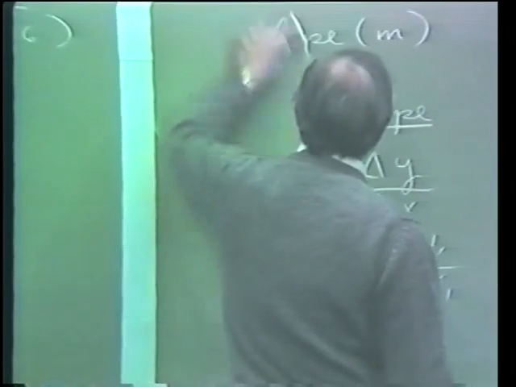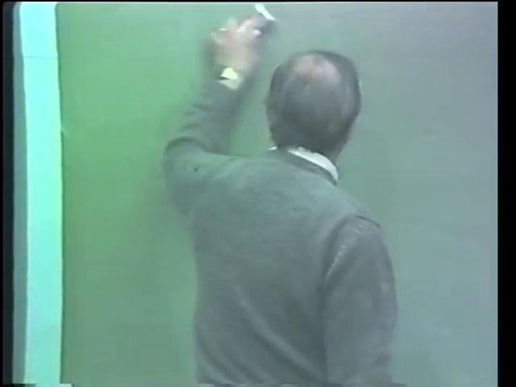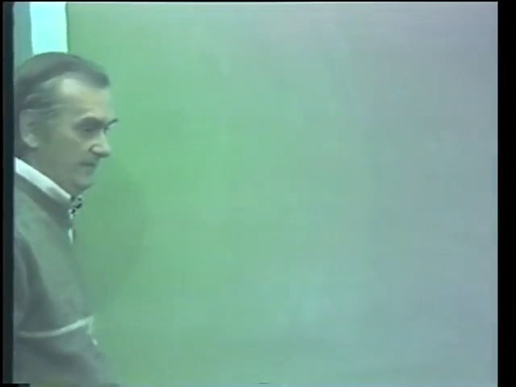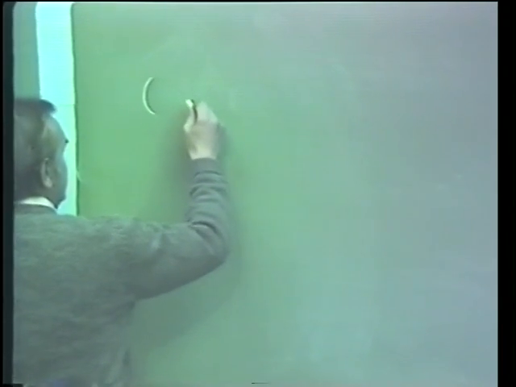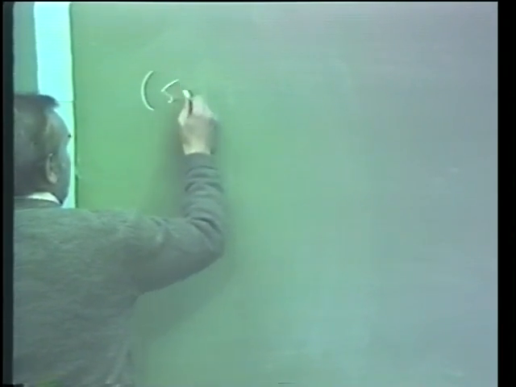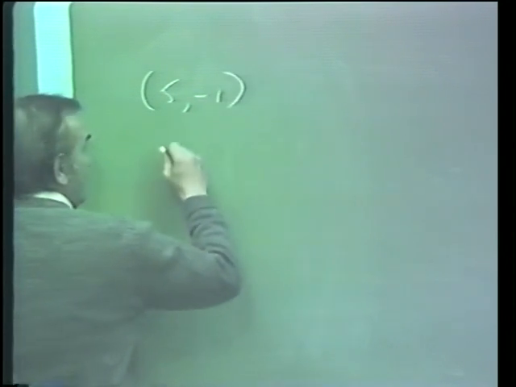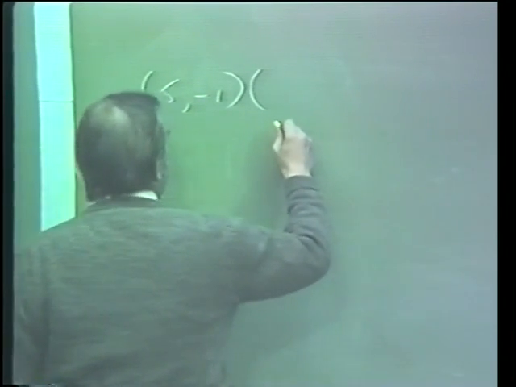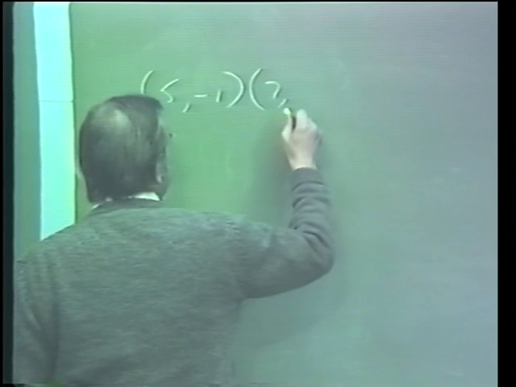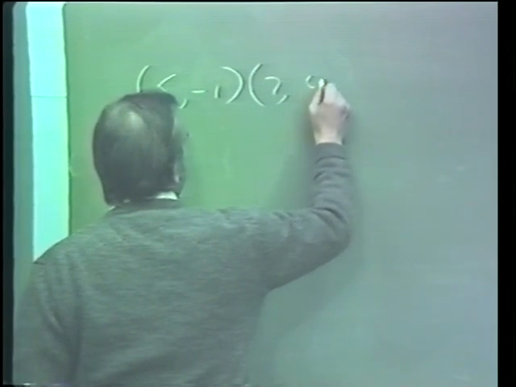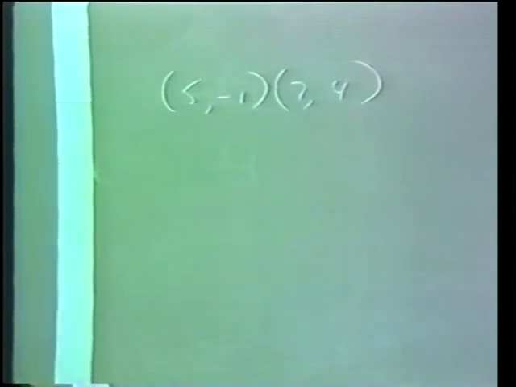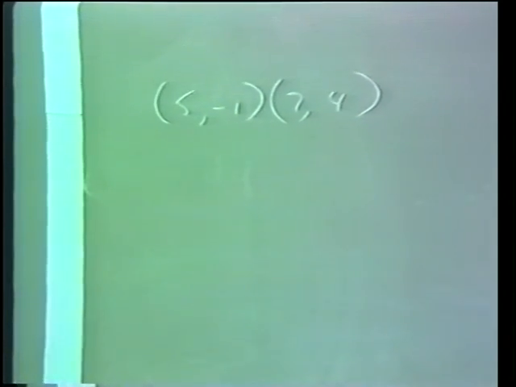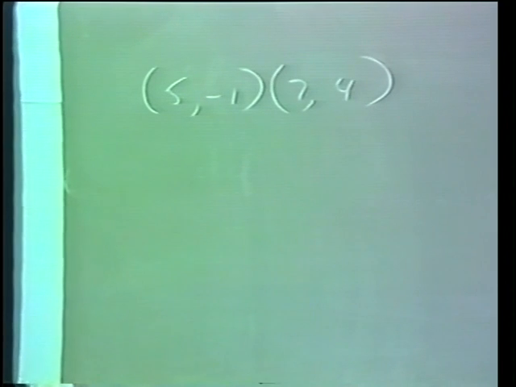Okay? Let's try some of these, 4 of them. First one. Let's suppose you're given 2 points, 5, negative 1, and 7, 4. You have 2 points, you have a line, find the slope of that line.